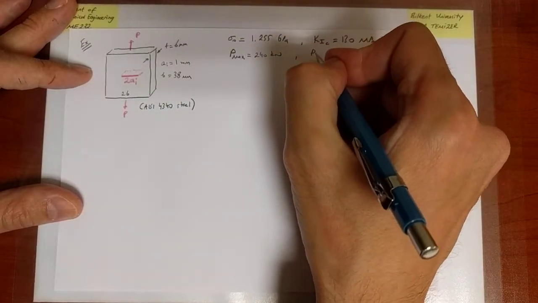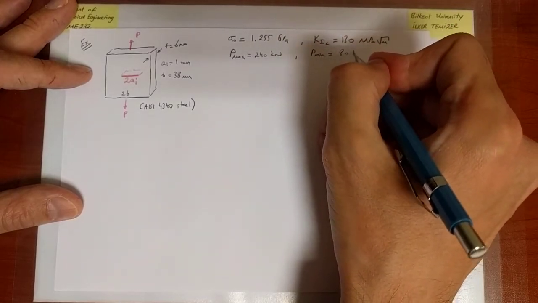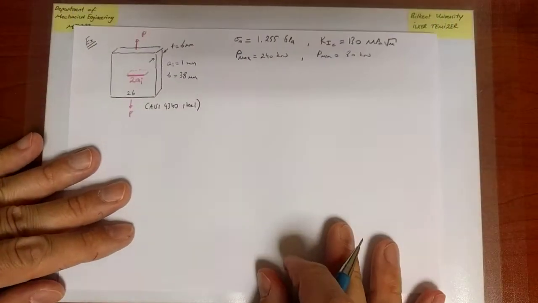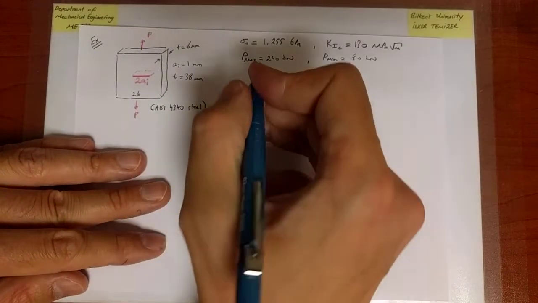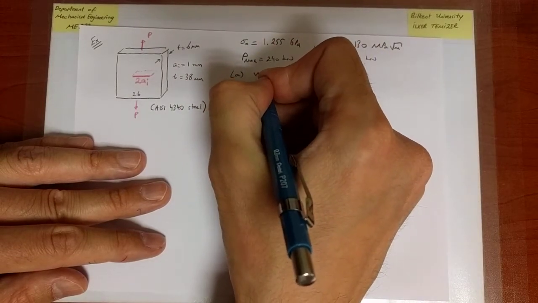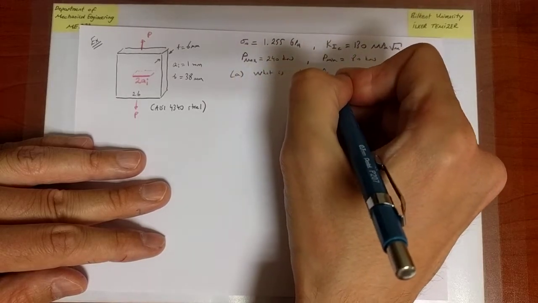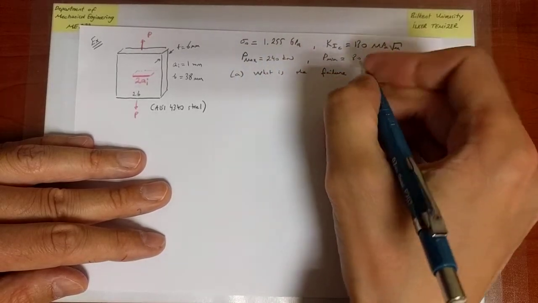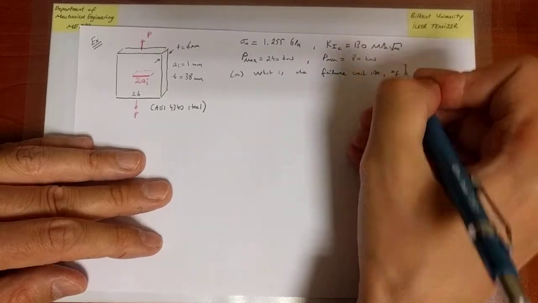So the maximum value of the load is 240 kilonewtons. The minimum value is 80 kilonewtons. So cyclic crack growth will certainly be a problem. And the question first is, what is the failure crack size a_f?